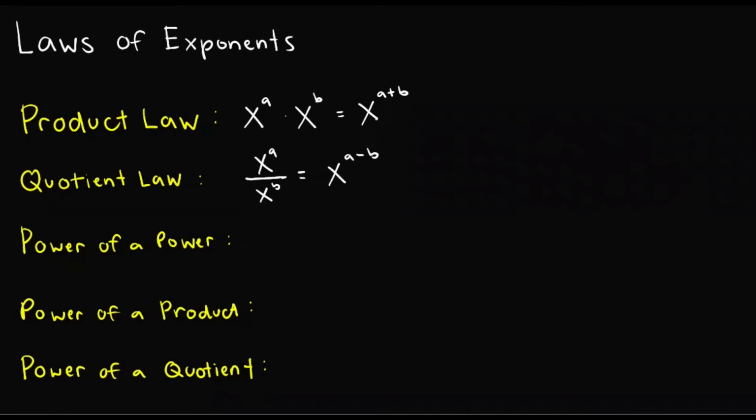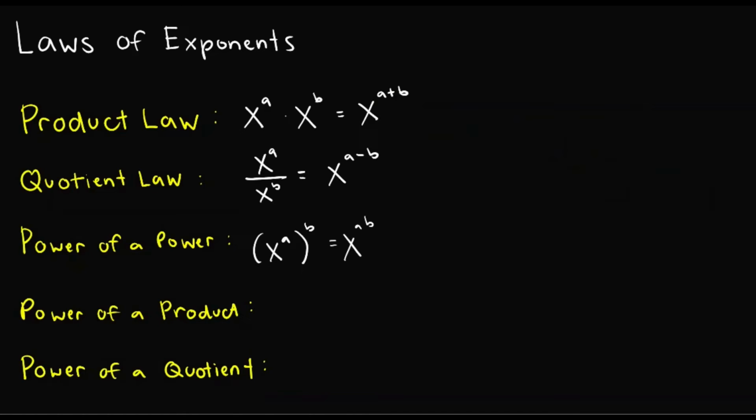Let's go on the third one, the power of a power law. So this one is given by x raised to a raised to b is equal to x raised to ab. So when given this one, what we do is we multiply this b and a together. So it's not adding, it's multiplying this time.